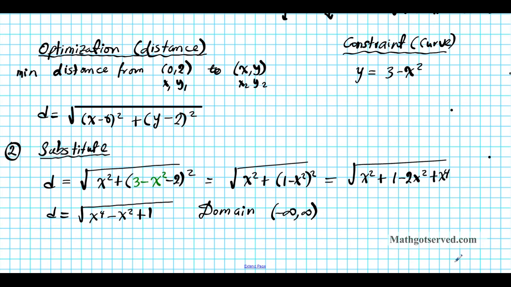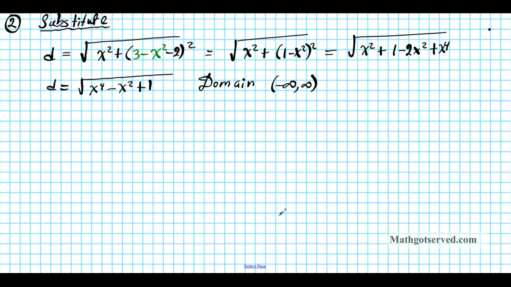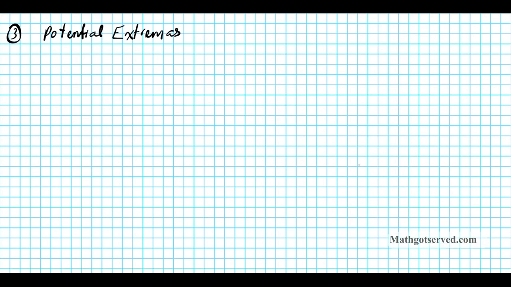All right, let's look for our potential extrema in part 3. Potential extrema. All right, so we know that our potential extrema are the critical points and endpoints. In this problem, our domain is an open interval, so our endpoints are not included here, since we do not have any endpoints. So our potential extrema in this problem are basically our critical points, okay?